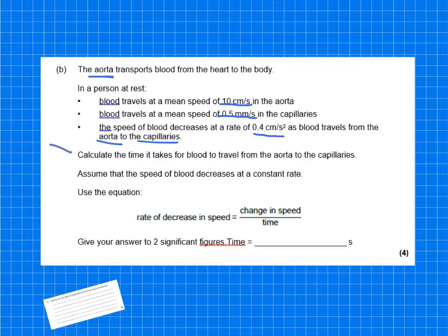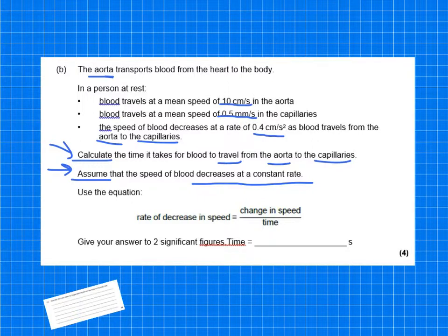And it says calculate, so you're going to need your calculator, the time it takes for blood to travel from the aorta to the capillaries. Assume, so an assumption, that the speed decreases at a constant rate. Sounds like a physics exam to me, but here we go.